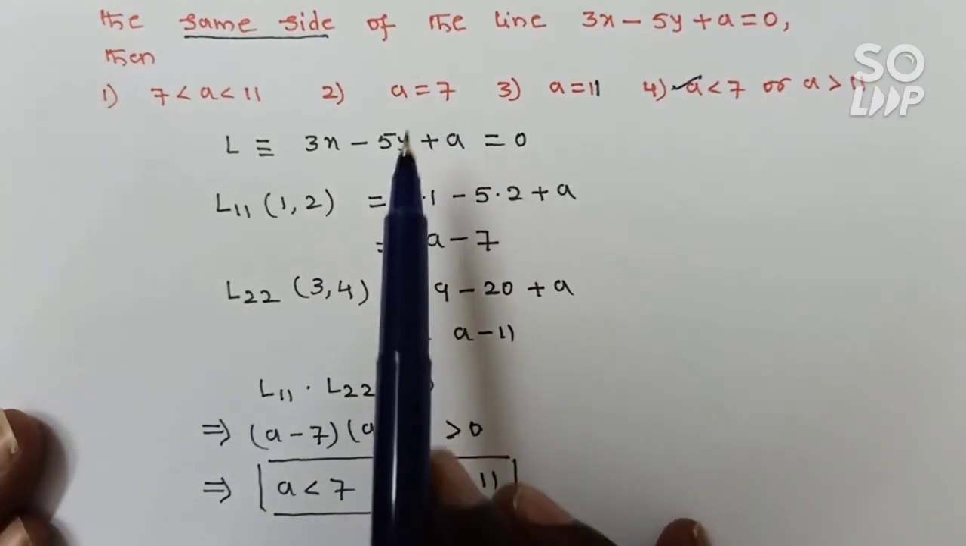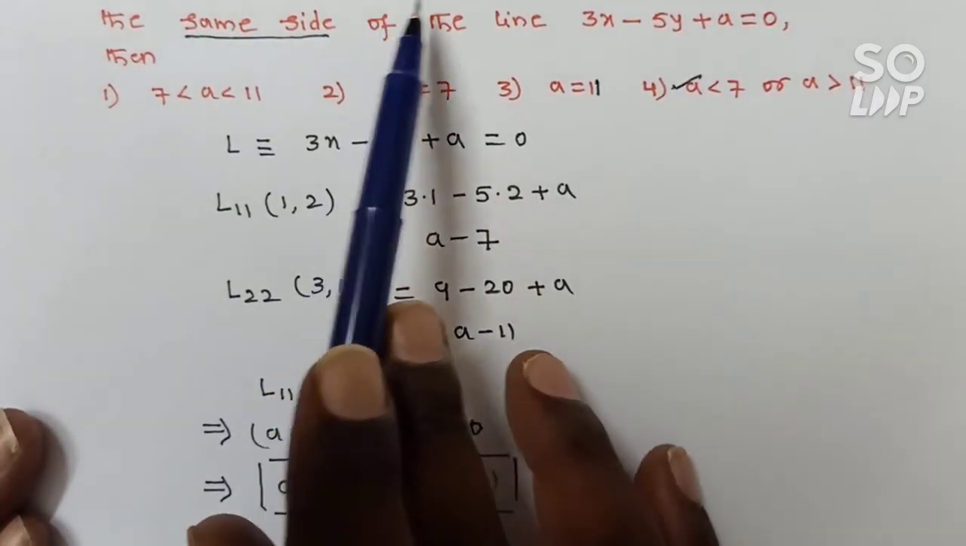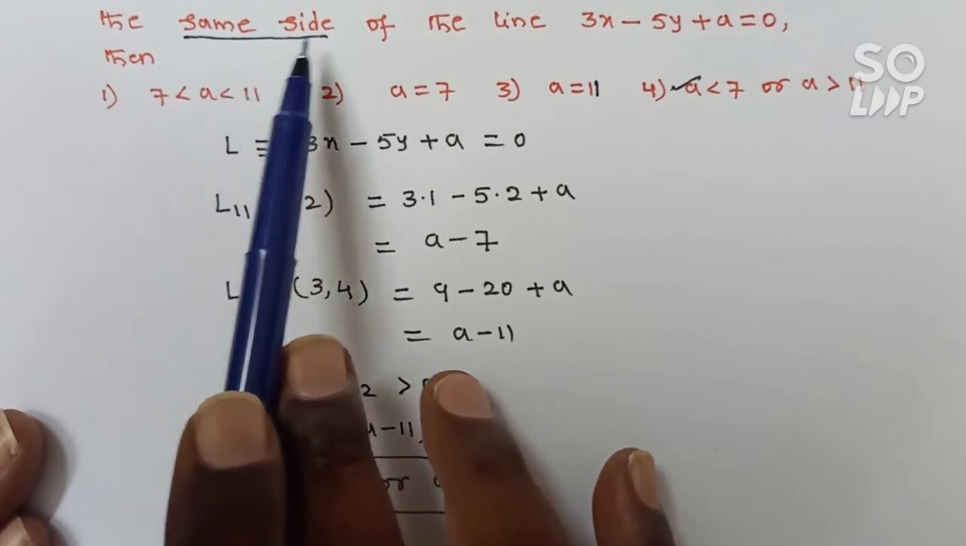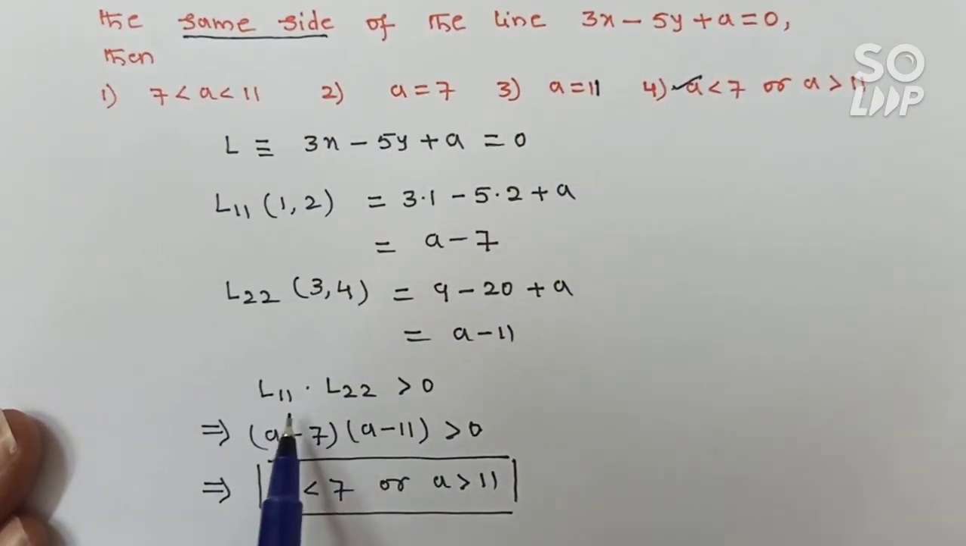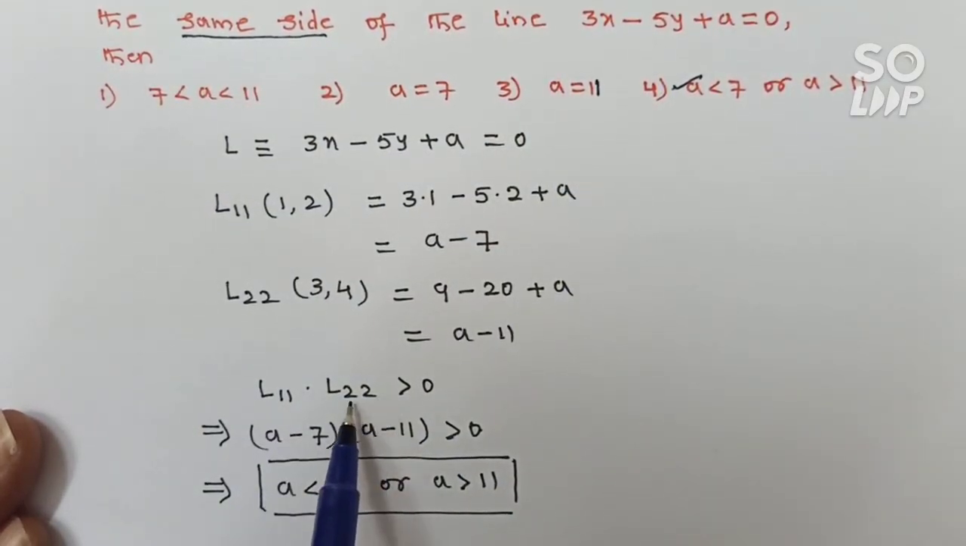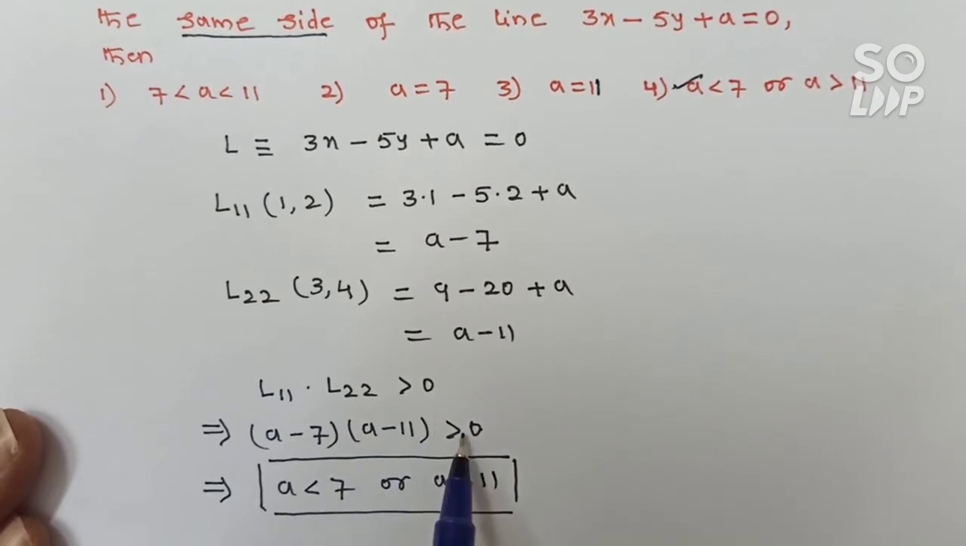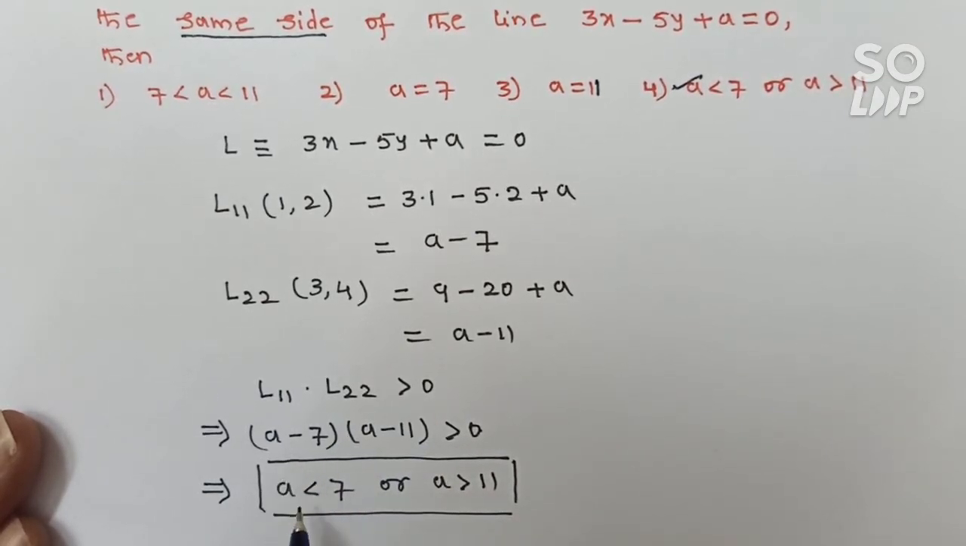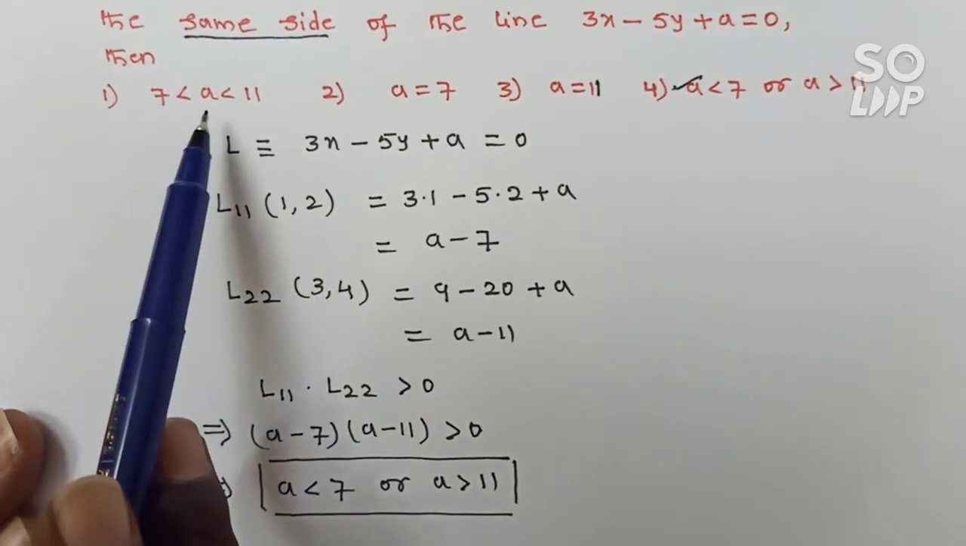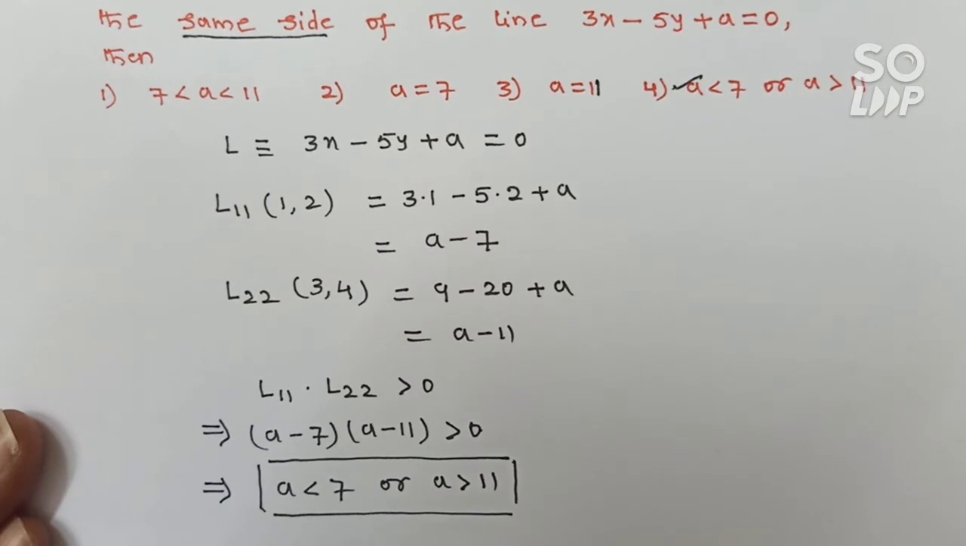Suppose in the same question the given points are on either side of the line. Then here you will get L11 into L22 is less than 0. Less than 0 means, by using the wavy curve, you will get 7 is less than a is less than 11.